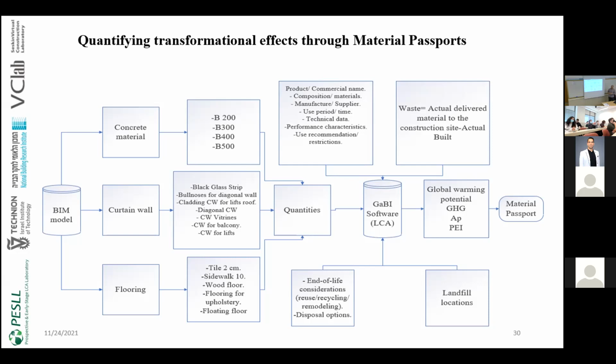We calculated the material waste in the building, which is the actual delivered material to the construction site minus the actual built. Now, the result of this is the material passport, which is presented in three environmental metrics: greenhouse gases, acidification potential, and primary energy intensity.